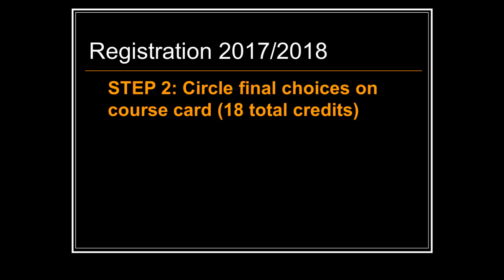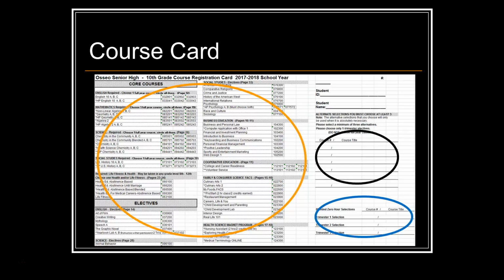Step 2 is once you've selected your 18 credits, you're going to want to transfer your choices from your brochure onto the double-sided course card. The area in orange will be your final core course selections. In black is where your alternative selections are, and in blue is if you're interested in selecting a blended 0-hour course.